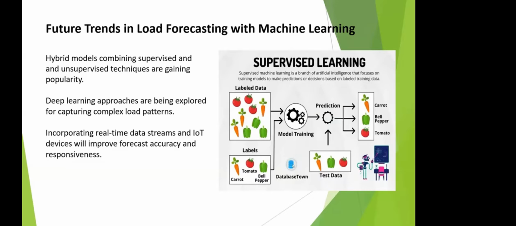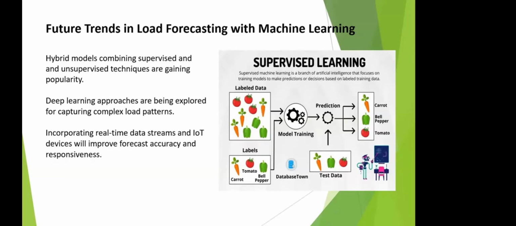So future trends in load forecasting with machine learning. We can see that the future of load forecasting lies in innovative hybrid approaches, right, and cutting edge technology. Hybrid models that combine supervised and unsupervised learning are gaining traction, leveraging the strengths of both. For example, using clustering to segment data before applying supervised models for each segment. Deep learning architectures such as transformer networks are being explored to capture long-term dependencies and complex temporal patterns in the load data.